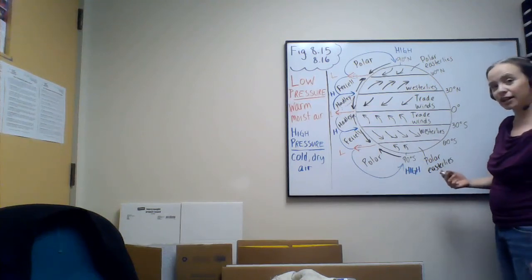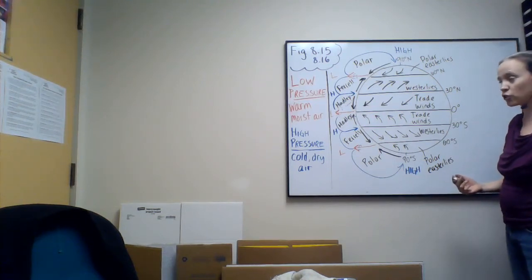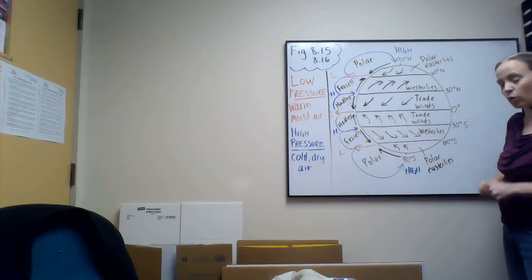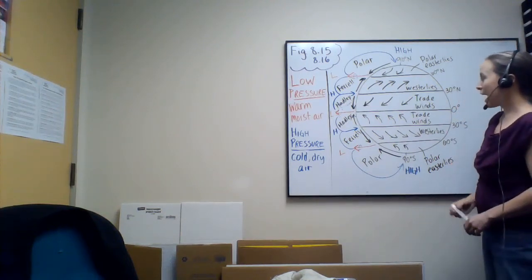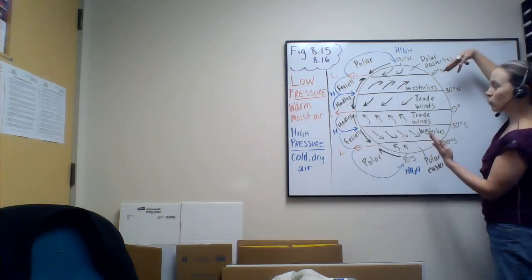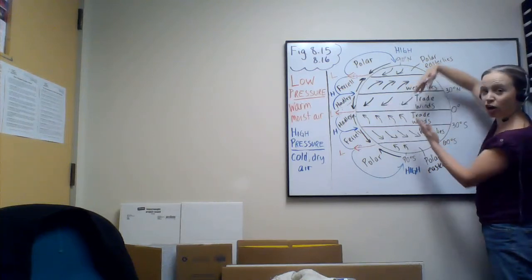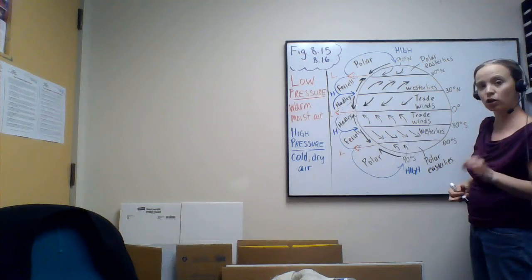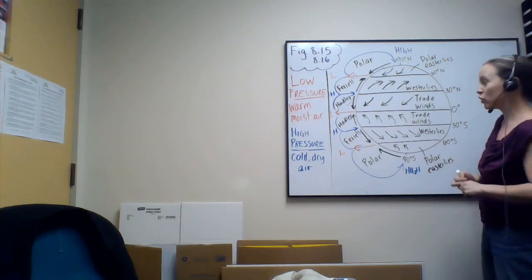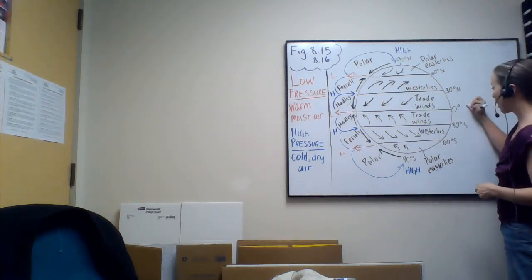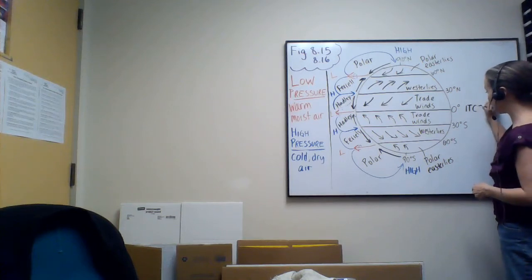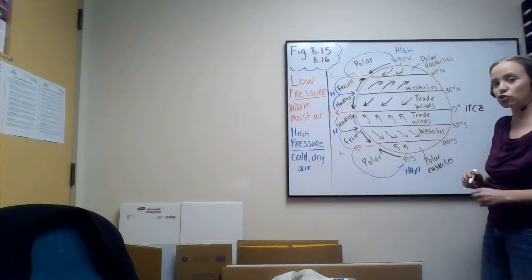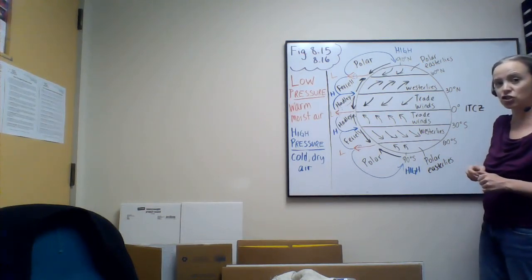So this is the idealized model of atmospheric circulation. A couple of things I want to point out here. At the equator, where the trade winds come together, they are converging. We call this the Intertropical Convergence Zone. You will read about this in your book. I abbreviated it ITCZ, Intertropical Convergence Zone.